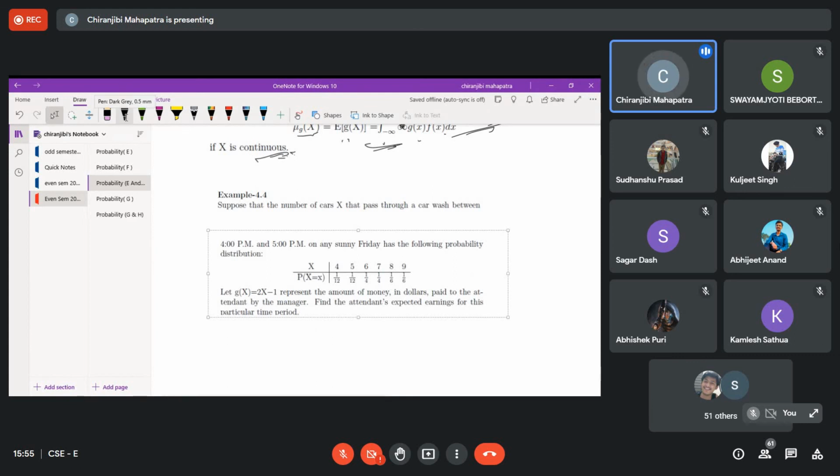Okay. Suppose that the number of cars x that pass through the car wash between 4 p.m. and 5 p.m. on any sunny Friday has the following probability distribution. This is given that on the Friday this is the probability distribution. Let g of x equals 2x minus 1 represent the amount of money in dollars paid to the attendant by the manager. Then find the attendant's expected earning for this particular time.